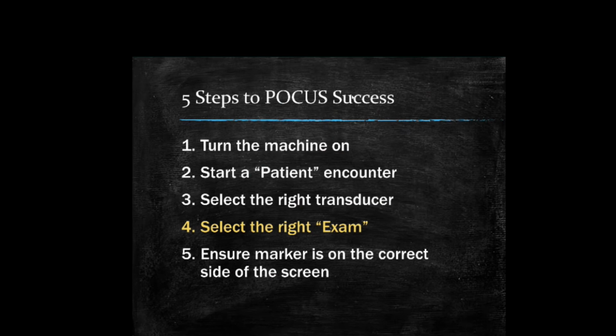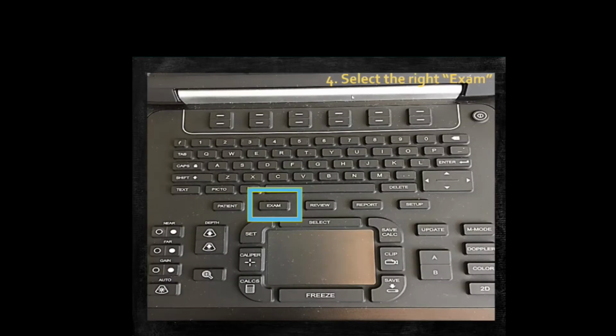Step number 4, select the right exam. This is found here. So when you hit this button, it'll pop open a menu with several different presets. These presets are specifically designed to optimize the image that we're looking at. For instance, if I'm looking at the heart, it's really dependent that we're able to watch things move over time. And so the ultrasound is programmed to optimize motion as opposed to image quality. So that exam is going to be really good for looking at the heart, but not so good at looking something very static like the right upper quadrant.